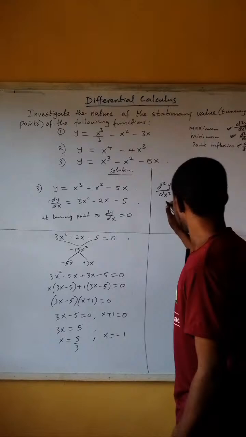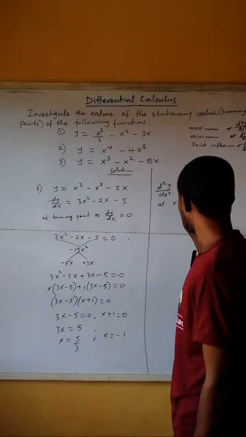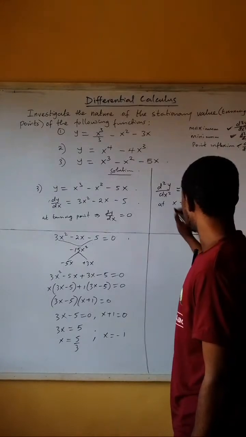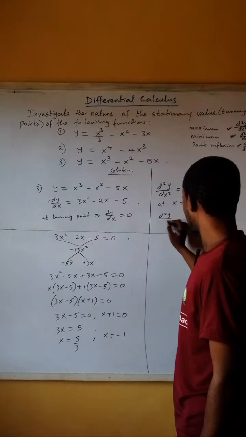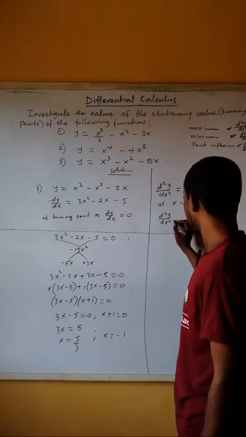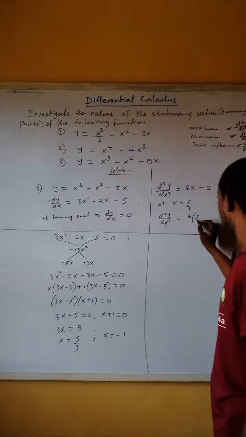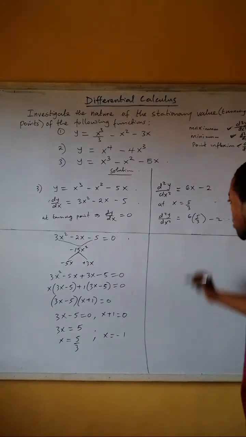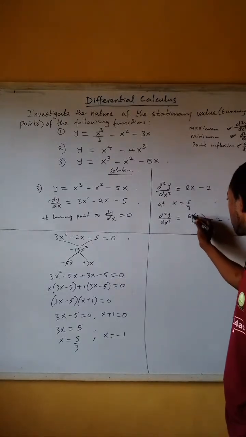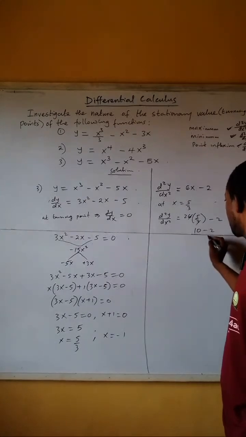Then at turning point, the first one, which is x equals 5 over 3, so at x equals 5 over 3, the second order derivative, d squared y by dx squared, will be equal to 6 multiplied by 5 over 3 minus 2. And here 6 can go, 3 goes here 1, 3 goes here 2. 2 times 5, that's 10. 10 minus 2 here, that's 8. And 8 is greater than 0.